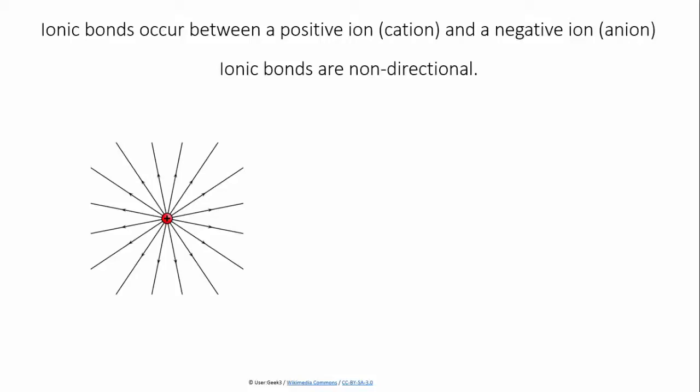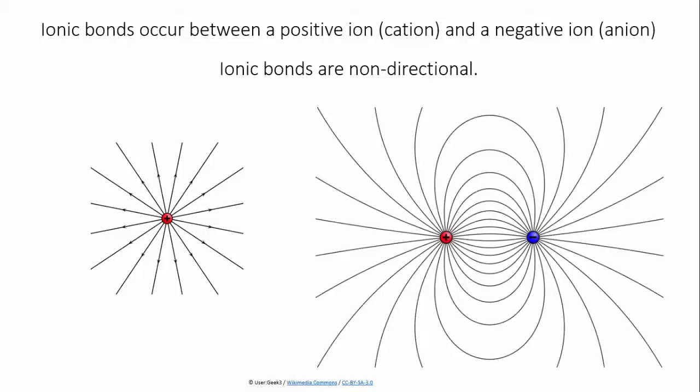Ions are charged. Because of this charge, an electric field exists around the ion which spreads out evenly in all directions, getting weaker as it gets further away from the ion. When the field of a positive ion interacts with that of a negative ion, an electrostatic attraction occurs and they're drawn together. And this is the basis of an ionic bond.